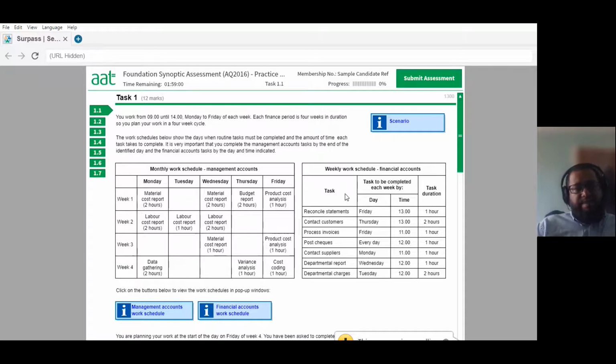So now you can see there is a monthly work schedule for management accounting and a weekly work schedule for financial accounting. You'll notice this is what you need to be doing on that particular week or day of the week. This is something of a weekly task you have to do, so it is scheduled as daily. And you can see there is a time each task needs to be completed by.